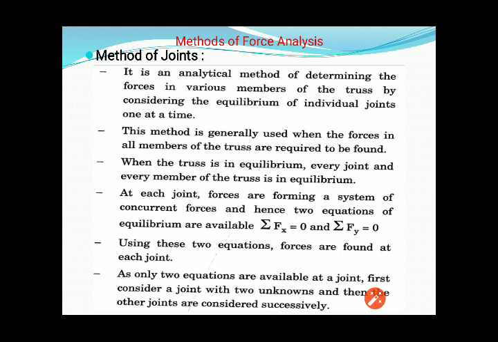That is, summation Fx equals 0 and summation Fy equals 0. See, for concurrent forces, that is all forces acting at a point, we use only two equations of equilibrium. Using these two equations, forces are found at each joint. As only two equations are available at a joint, first consider a joint with two unknowns and then other joints are considered successively.